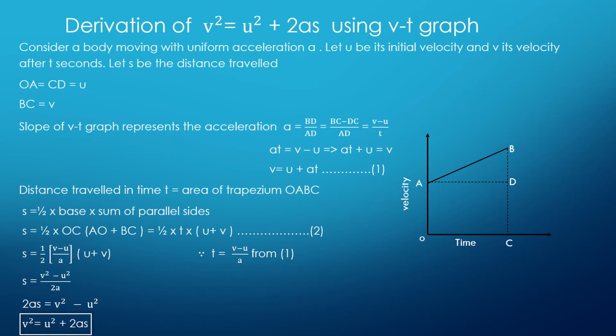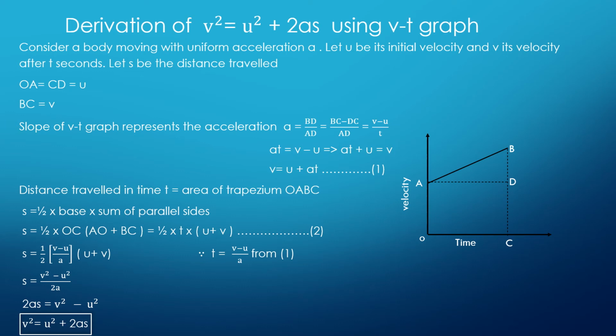Now, the distance traveled in time t is equal to area of trapezium OABC. The area of trapezium can be written as half into base into sum of its parallel sides. Let's substitute it. Half into OC is the base, and in bracket AO plus BC are the parallel sides, and the equation becomes half into OC is the T and AO is the U plus BC is the V. So what happens? Half into T into U plus V, equation 2. Now from equation 1 we can write T is equal to V minus U by A. We substitute this T in equation 2.